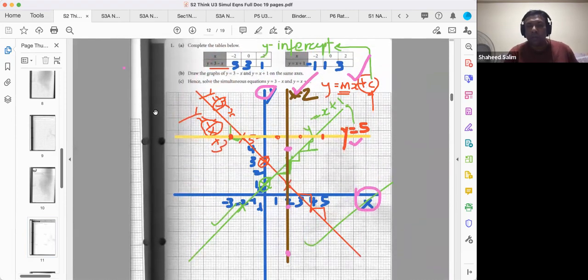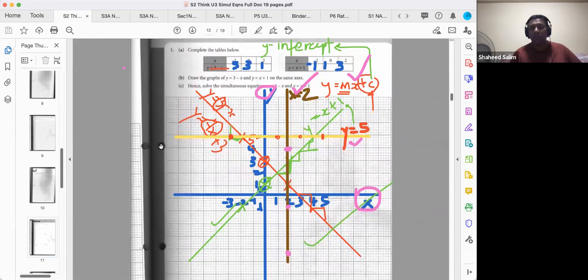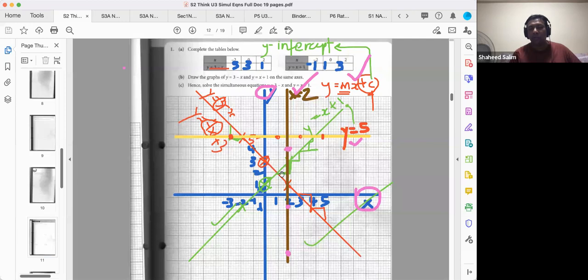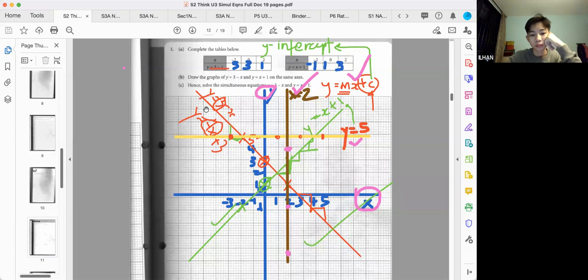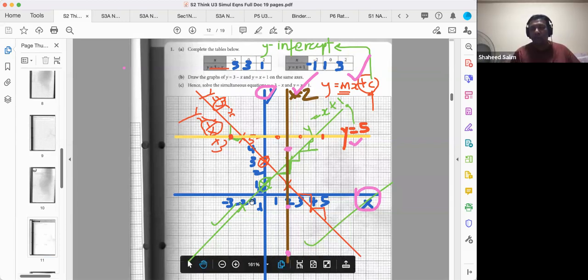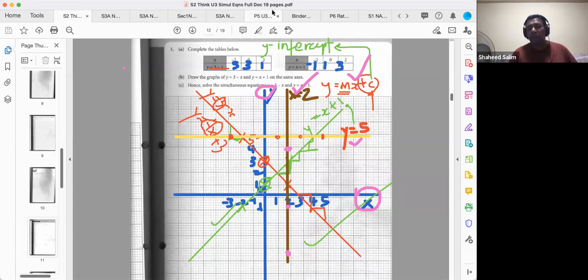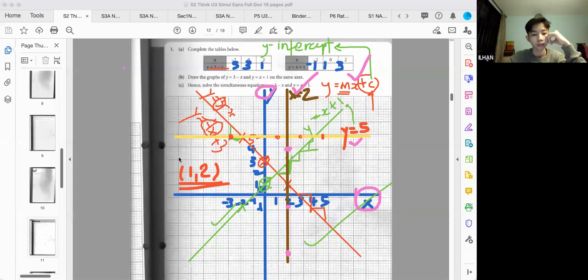They say now, solve the graph simultaneously. So when they say that, they are asking you to find where the intersection is, where they cut one another. This graph goes this way, this graph goes this way. So when they ask you to find the intersection, they want you to read down here. This point is X equals 1, Y equals 2. So you write down the point as (1, 2). This is the intersection. You know how to read the coordinates now?